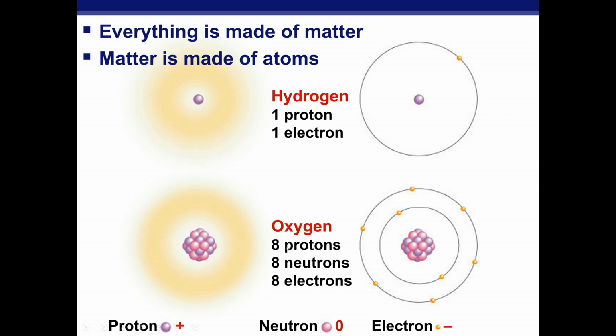Now here we have 8 protons and 8 neutrons, which give us a mass of 16, actually. And then you have 8 electrons. So the prevailing theory is that electrons and protons should be the same number.